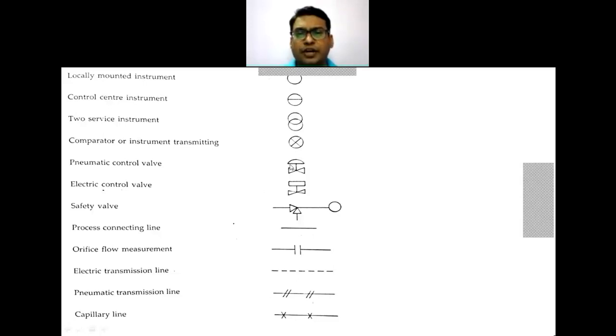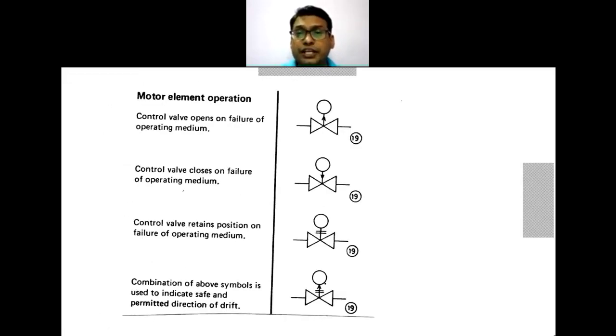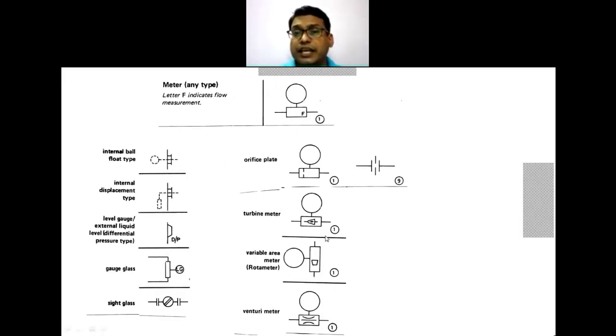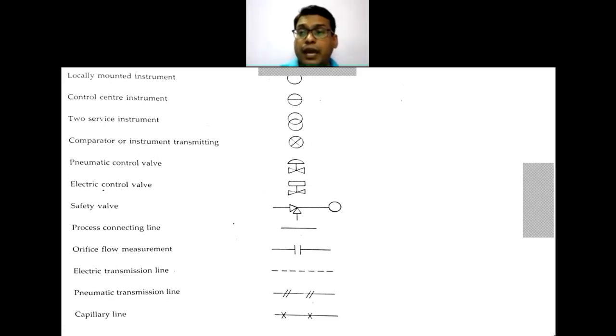Then the comparator or the instrument transmitting, which is what we saw in the block diagram, a comparator. Then a pneumatic control valve. When you talk about a pneumatic control valve, it has all the details related to these arrows and two horizontal lines. All these are the details, and one should be able to analyze the difference between them.